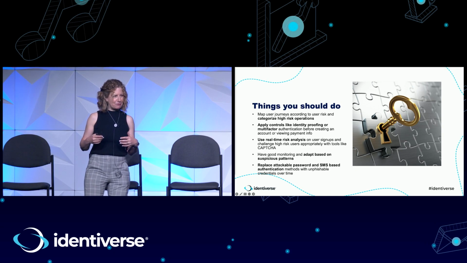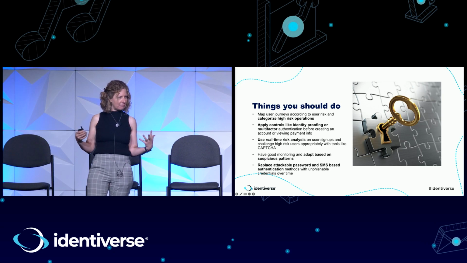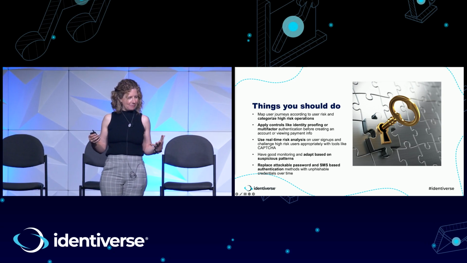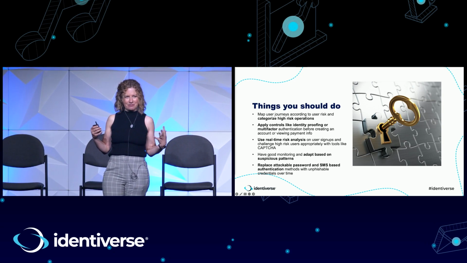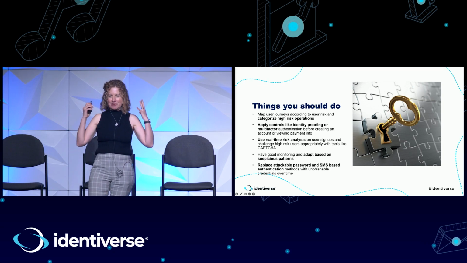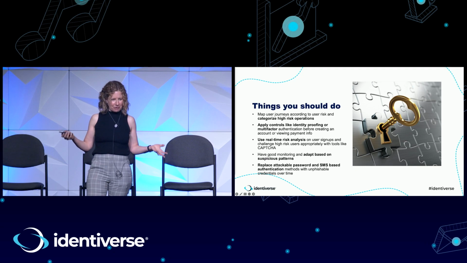You need to have some kind of response team. You need to have telemetry and monitoring and see what's going on in your system. And you need to adapt when you see those suspicious patterns. And broken record on this, you got to replace attackable password and SMS-based authentication methods. You got to do it. Make sure the support is there, the environment is ready, the devices are ready. Get your applications and services ready.